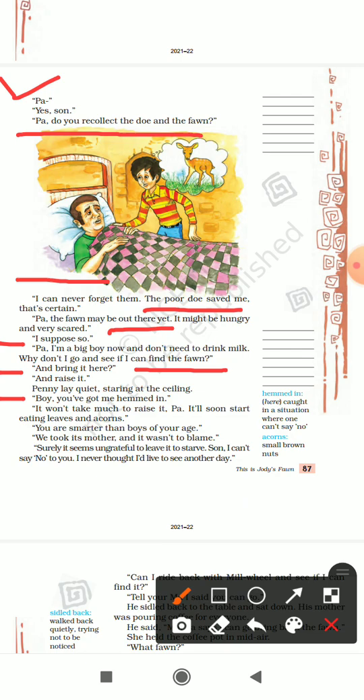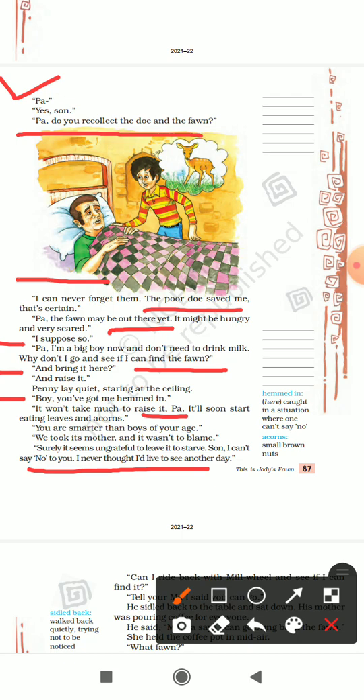It won't take much to raise it, Pa. It will soon start eating leaves and acorns. You are smarter than boys of your age. We took its mother and it wasn't to blame. Surely it seems ungrateful to leave it to starve. Son, I can't say no to you. I never thought I would live to see another day.